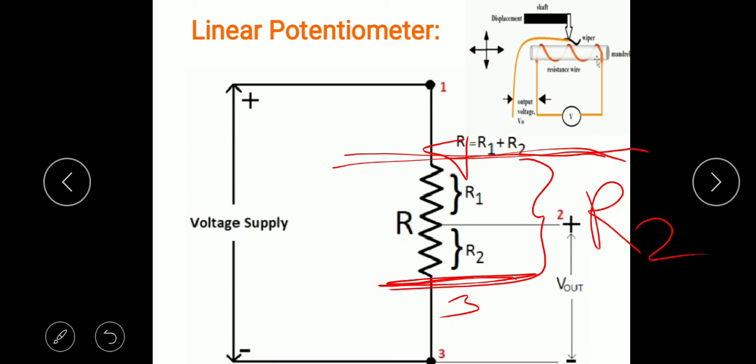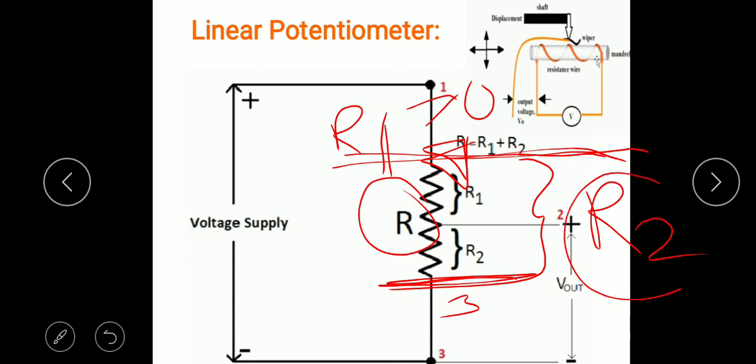The maximum value of resistance will be R2 and the R1 value will be 0. So here we can say that if the wiper comes to the maximum position, or to point 1, then in that case the R2 value will be maximum, and that R2 value is nothing but R, because the whole resistance value is R. So the R2 value is equal to R.